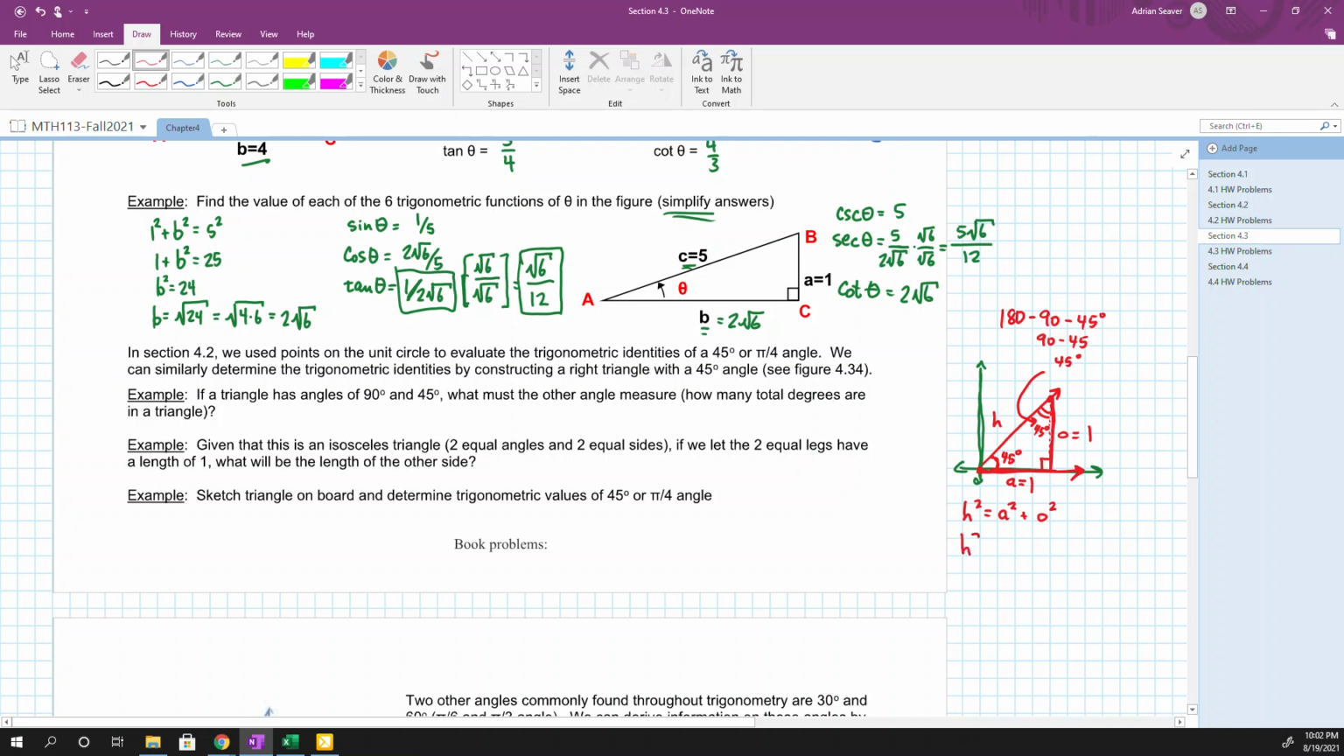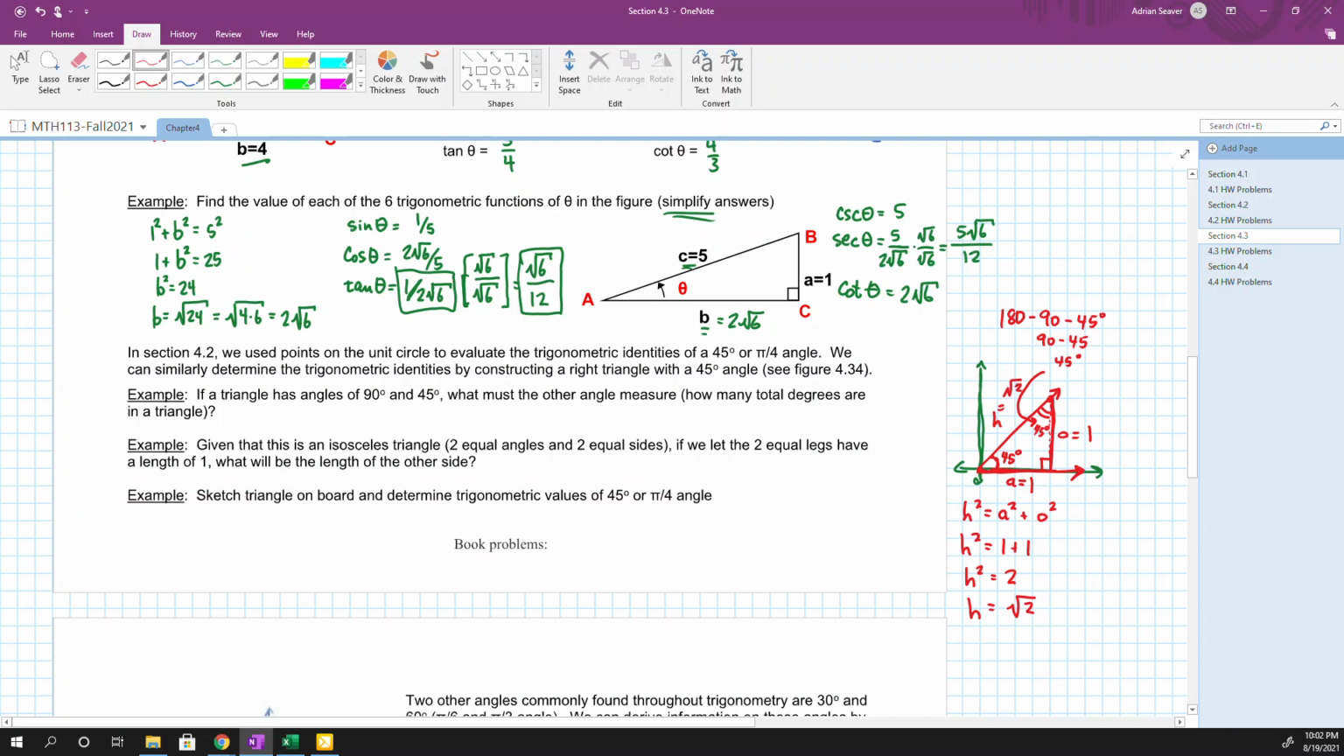So we're going to say h squared equals, well, 1 squared is 1, plus 1 squared again, so 1. So we get h squared equals 2. So then h is going to be the square root of that, right? Square root of 2. Okay, so that's interesting. We have a triangle here done a little bit differently.